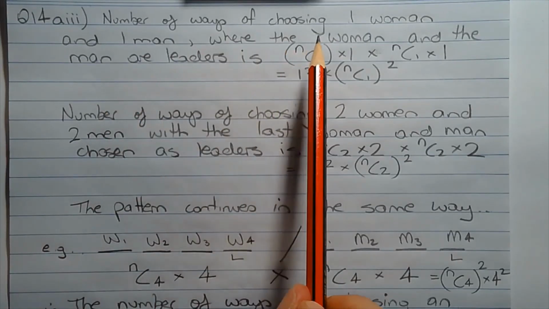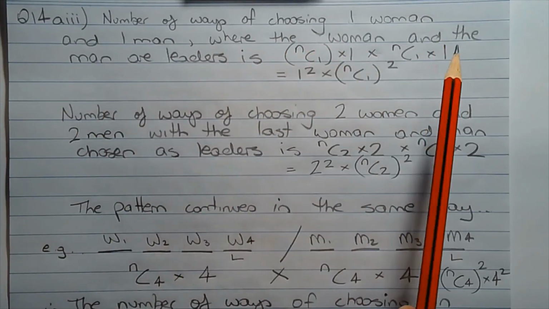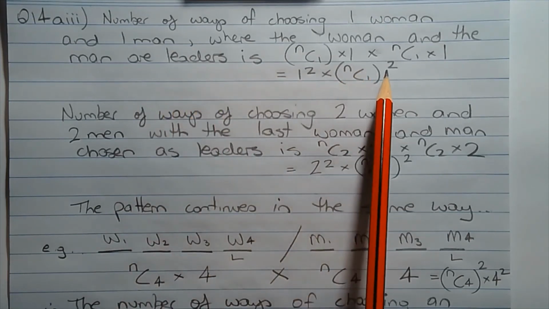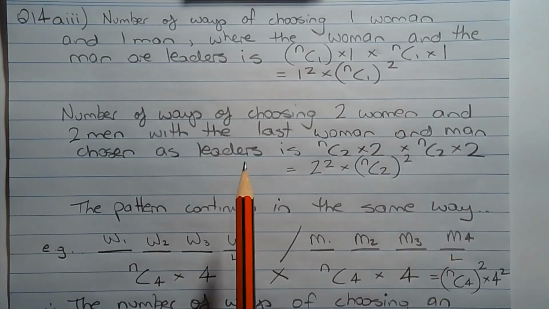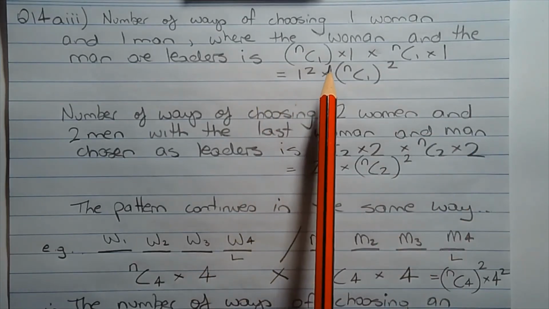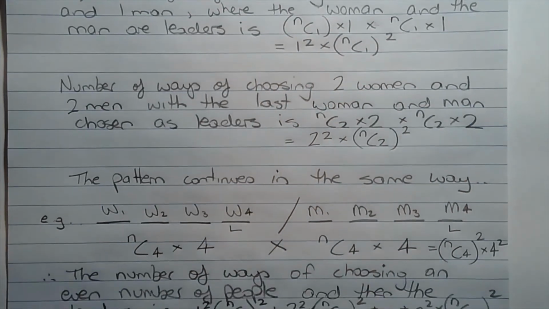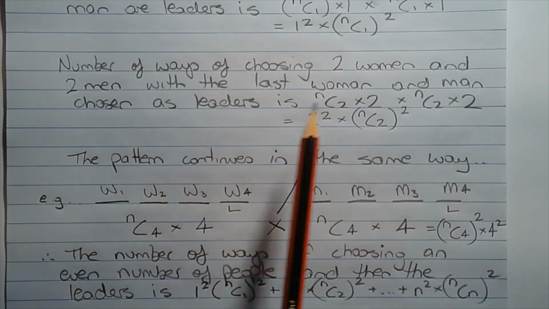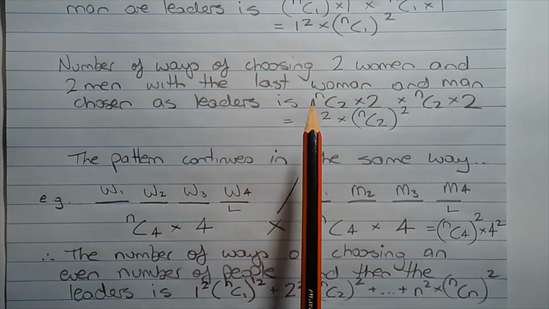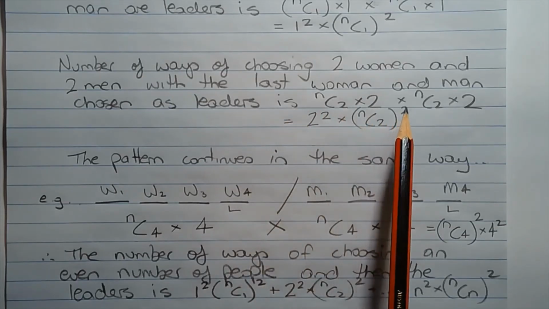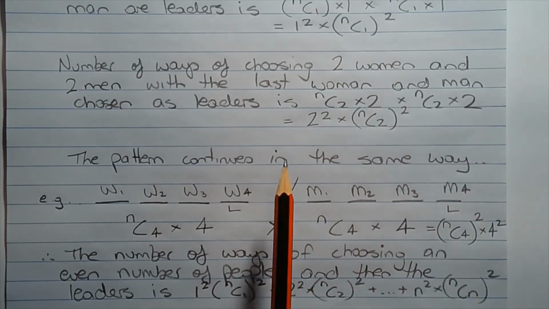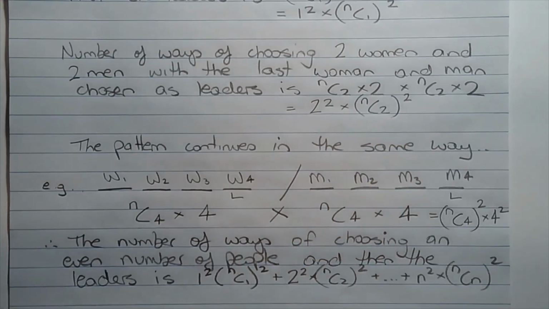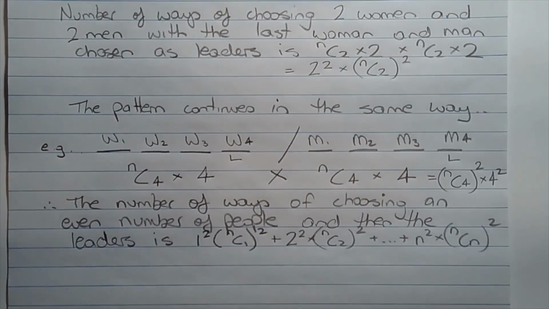The number of ways of choosing 1 woman and 1 man, where the woman and the man are leaders, is given by n choose 1 multiplied by 1 multiplied by n choose 1 multiplied by 1, and that equals 1 squared multiplied by n choose 1 squared. The number of ways of choosing 2 women and 2 men, with the last woman and man chosen as leaders, is n choose 2 multiplied by 2 multiplied by n choose 2 multiplied by 2, and that equals 2 squared multiplied by n choose 2 squared. Now the pattern continues in the same way.